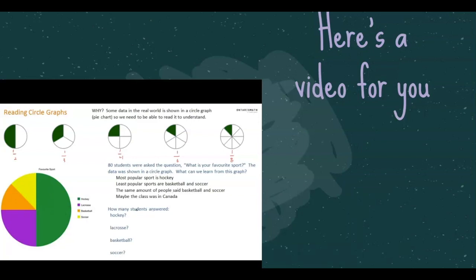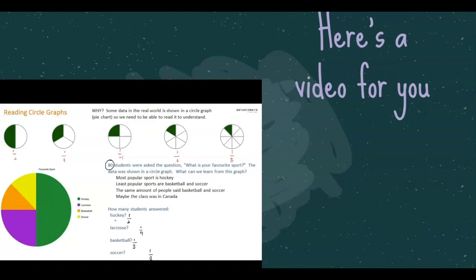So now that we know how to do that, sometimes we'll be asked to figure out how many students in particular answered something or said something. So we can figure this out because we know that 80 students were actually asked the question. So let's figure this out. Hockey, now we're getting back to the fractions here. Hockey, we can take a look, and it's a half. A half of the people said hockey, and this looks like a quarter, right? So 1/4 said lacrosse, and this is half of a quarter, so 1/8 said basketball, and 1/8 said soccer, right? That's supposed to be an 8. You might not be able to see that.